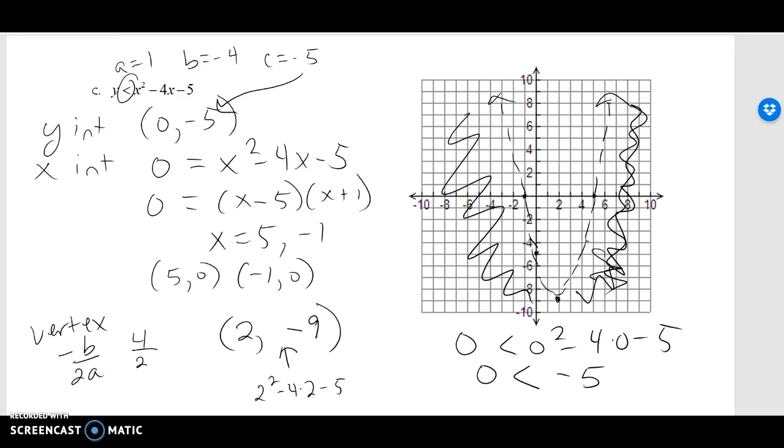Alright, so there's 2 more examples for the linear and the quadratic inequalities.